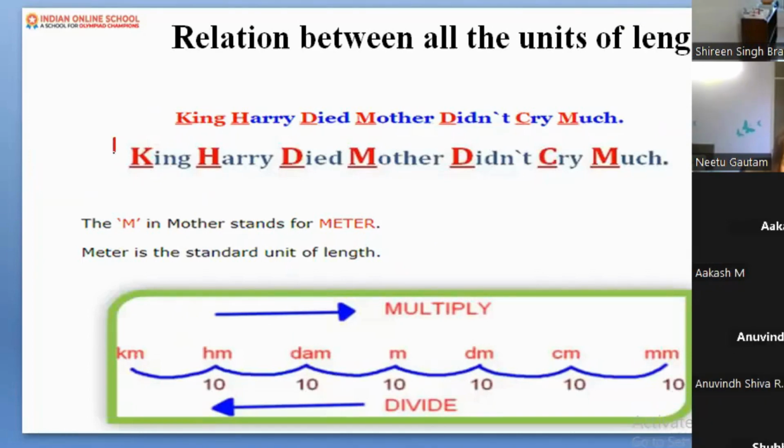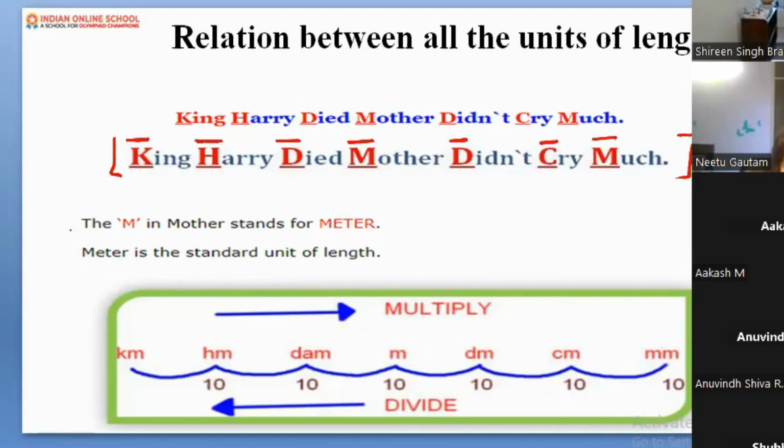We need to learn this small statement. And what is that statement? King Harry died, mother didn't cry much. We will take the K from King, the H from Harry, the D from died, the M from mother, the D from didn't, the C from cry, and the M from much.